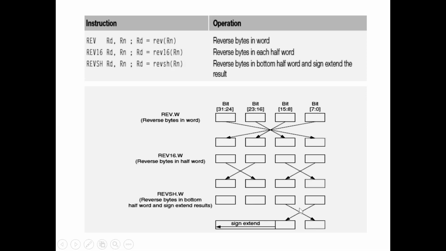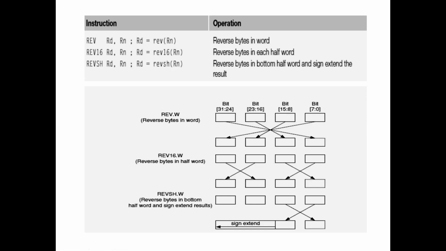The data which is moved here has a most significant bit. Please take care that after byte reversing, that most significant bit will be extended into the remaining upper half word of the 32-bit register, and the result will be stored back in the destination register. I hope everyone has understood today's instructions.